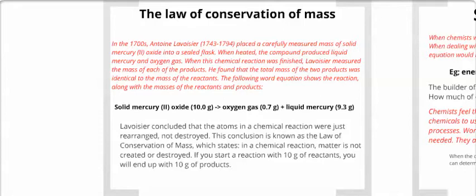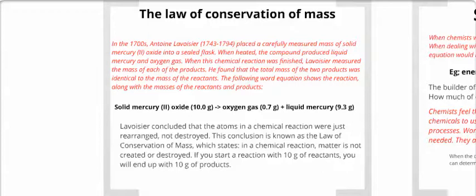Alright, so now we're going to talk about the law of conservation of mass. In the 1700s, Antoine Lavoisier placed a carefully measured amount of solid mercury oxide into a sealed flask. He then heated the compound, which produced liquid mercury and oxygen gas. When this chemical reaction was finished, Lavoisier measured the mass of each of the products. He found that the total mass of the two products was identical to the mass of the reactants.